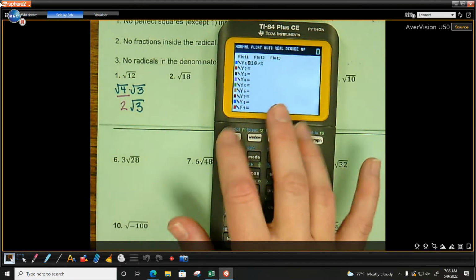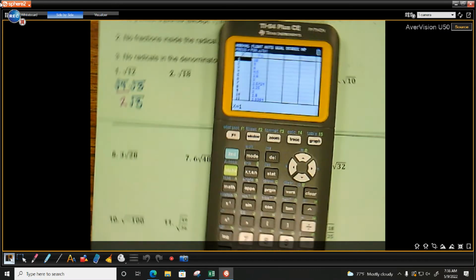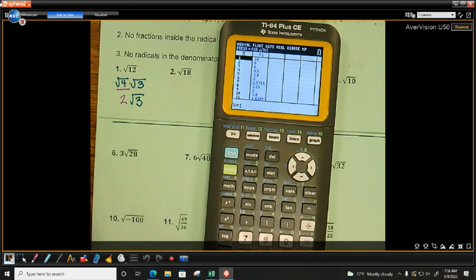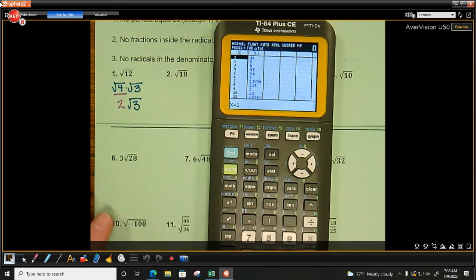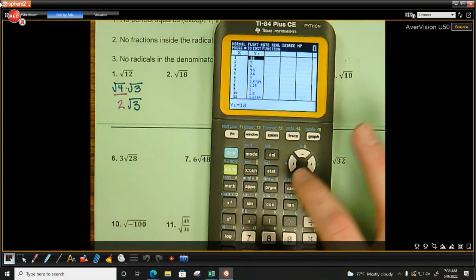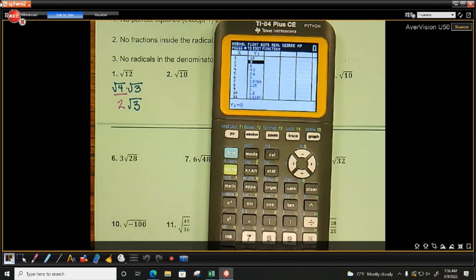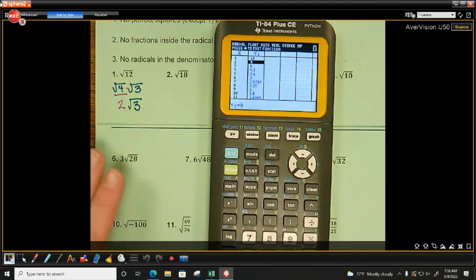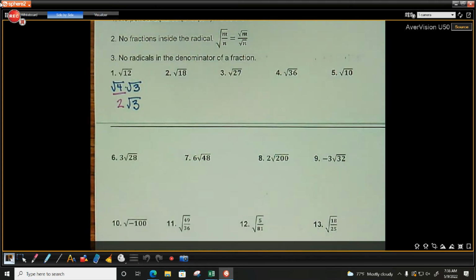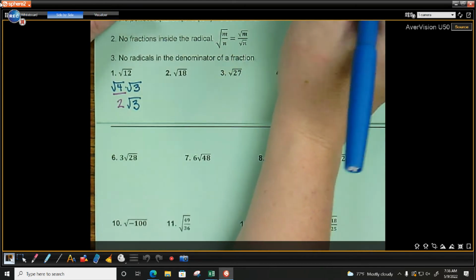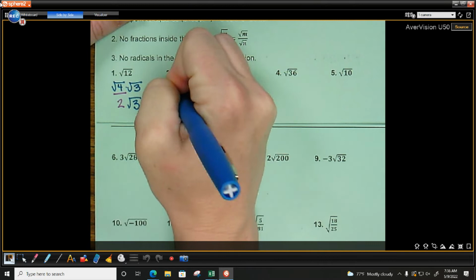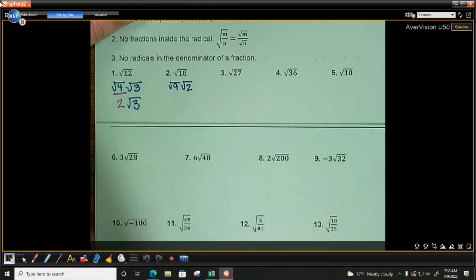Go to the table, and what am I looking for? What am I looking for on the table, guys? Numbers that are on my perfect square list. Is 18 on my list? No. Is 2 or 9 on my list? Yes. Yeah, 9 is, right? So how am I going to break 18 up? Perfect. Square root of 9, square root of 2. 9 times 2 is 18.